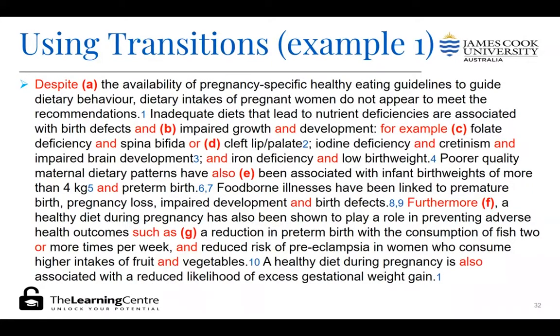In this example, the first word, despite, is used to introduce an opposite idea or to show exception or concession to something. The conjunction and in example B is showing us that the author's adding another idea or more information. In example C, the phrase for example shows us where the author is giving us an example to support their idea. Example D, using the word and or, the author is introducing an opposite idea or to show an exception or concession. In example E, the author is adding another idea or information, and they're doing the same in example F. In example G, by using the phrase such as, we can see the author is giving an example.